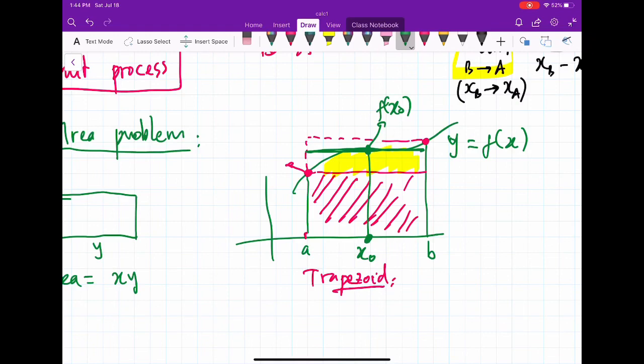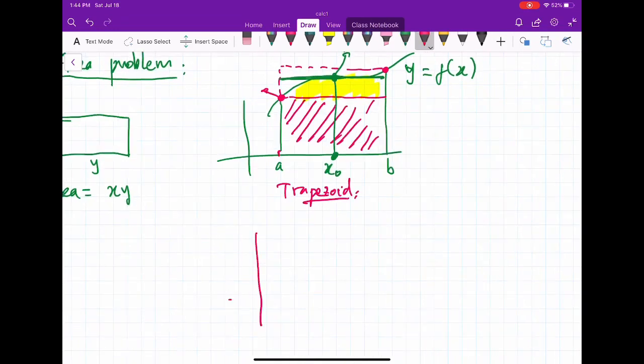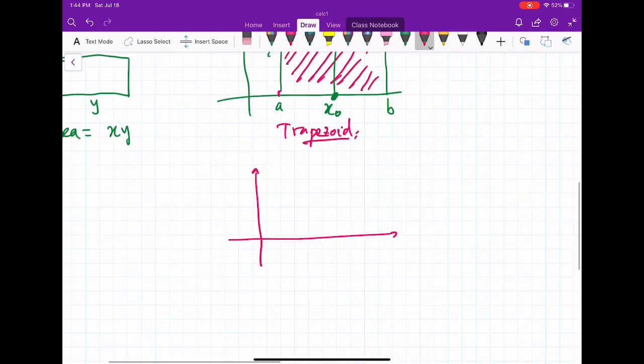Look at this. I just want to choose one interval. I don't want to make the situation more complicated. Let's consider just two points in here. I have some curve, and let's say this is A and B. This is A, this is B.